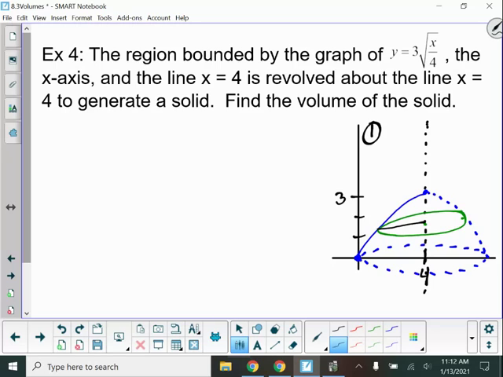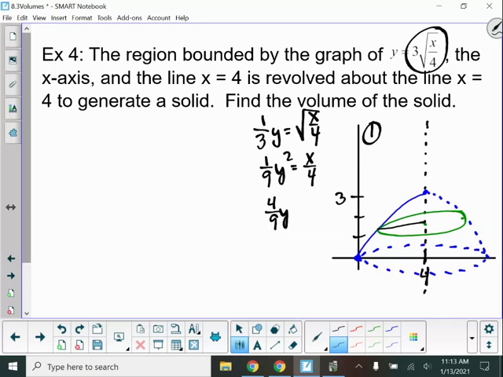This curve here is this equation that's up top, but I do need to put that equation in terms of x rather than in terms of y. So I'm going to solve that over here. I have 1/3 y is equal to the square root of x over 4, because I moved the 3 over. So then I square both sides. If I square both of these, I get 1/9 y squared equals x over 4. And then I multiply by 4, so I get 4/9 y squared is going to be equal to my x.